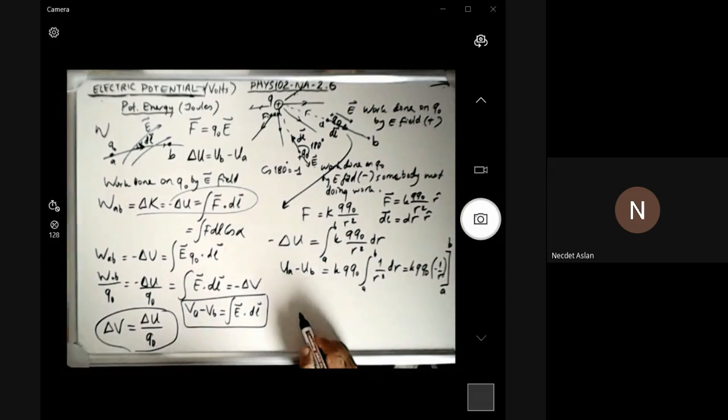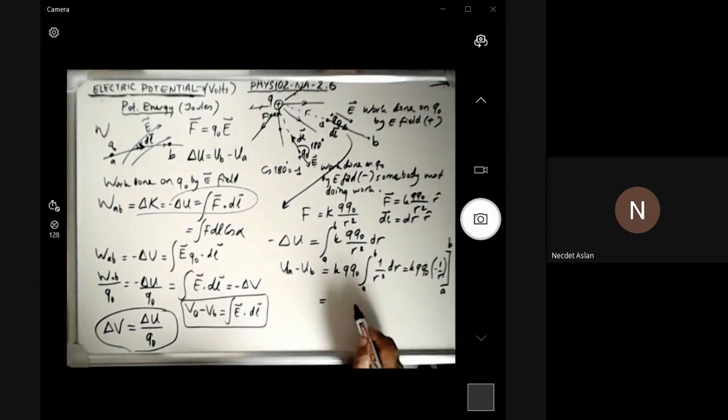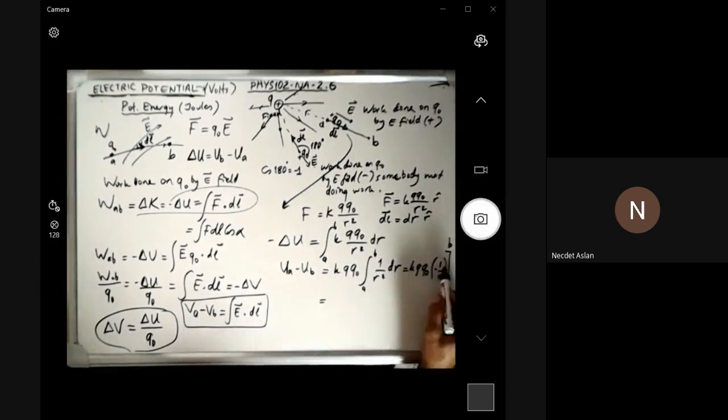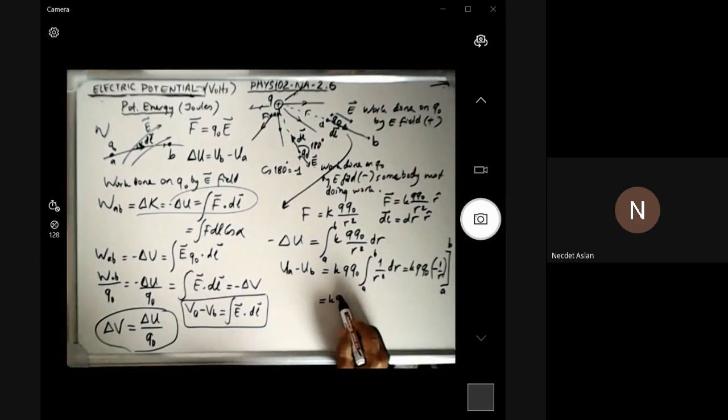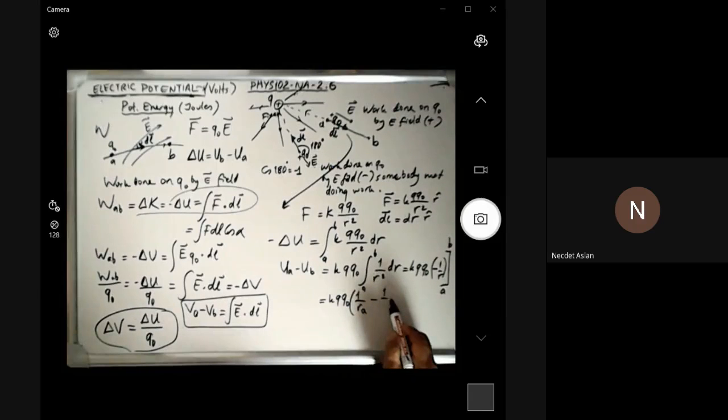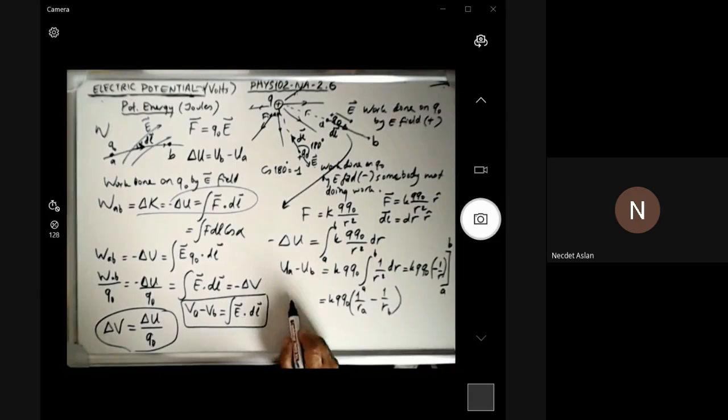From this, you can write this differently. By taking this minus sign and changing it to positive, you are just changing the limits. So instead of putting the limits like that, we can put the limits as A and B here, but with this positive sign. So K Q0 times 1 over RA minus 1 over RB. And the left hand side is UA minus UB.